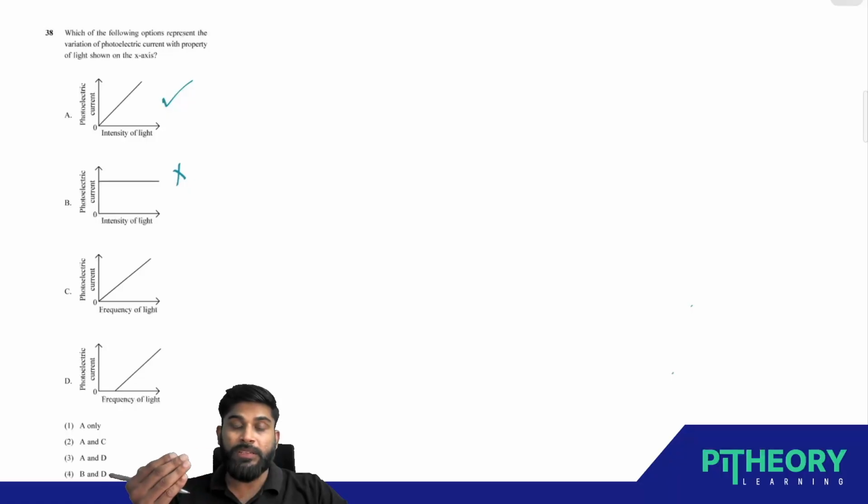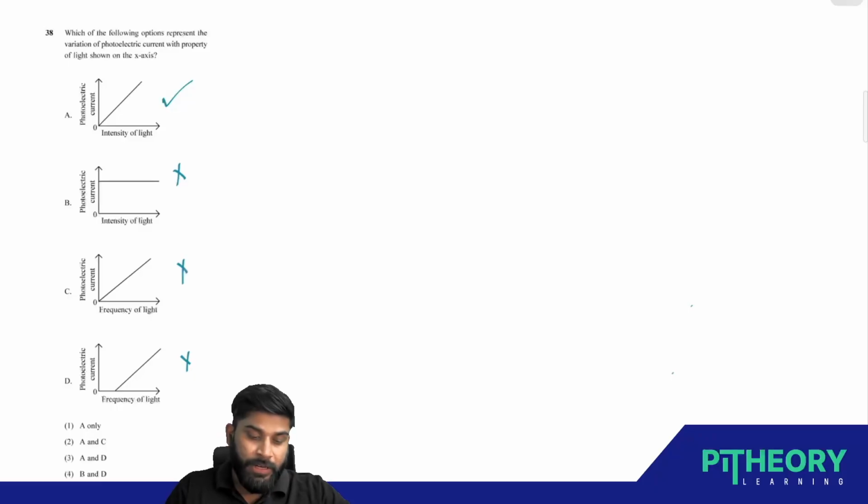Frequency being more only means the photons will have more energy. So the electrons that are ejected come out with more kinetic energy. Correct. So it does not affect the number of photoelectrons that are emitted. So these two options will not be correct. The correct option will be option 1, which is A only.